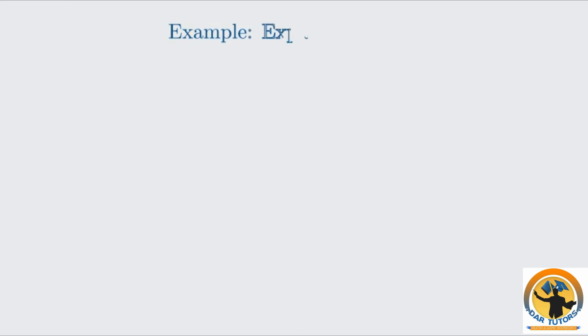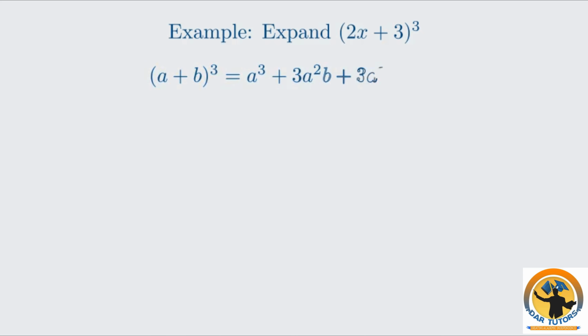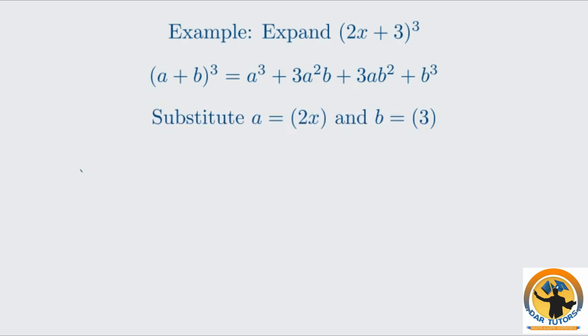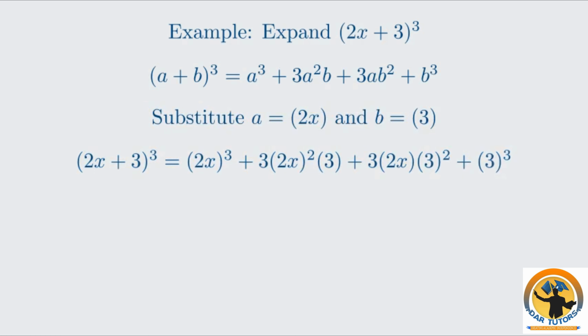Let's find the expansion of (2x + 3)^3. We'll use the expansion for (a + b)^3 that we found earlier. Remember, (a + b)^3 equals a^3 + 3a^2 b + 3ab^2 + b^3. In our problem, a is 2x and b is 3. It's crucial to use brackets to substitute these expressions correctly. So we substitute 2x for a and 3 for b into the formula. Now we simplify each term carefully.